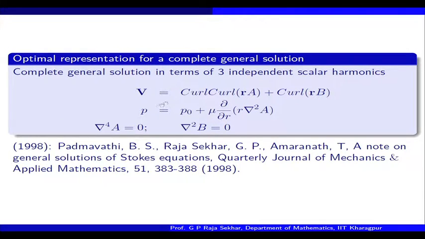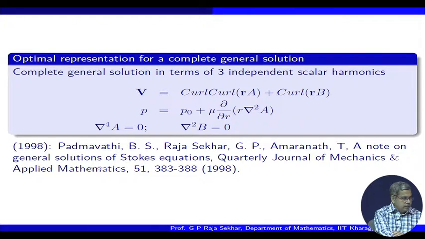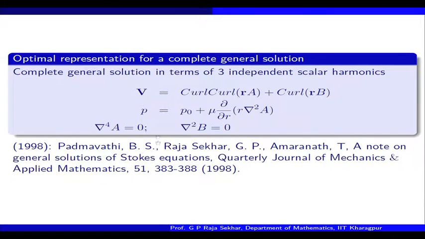Then V and P given by this will be a solution of Stokes equations provided A is biharmonic and B is harmonic. The proof can be obtained in this article, given by these people. This was started much before, but the completeness, that this representation is a complete general solution of Stokes equation, is given in this. Otherwise, earlier this representation was used by the group of T. Amarnath, Nigam, Palaniappan, Padmavati, but the completeness has been shown in this article.